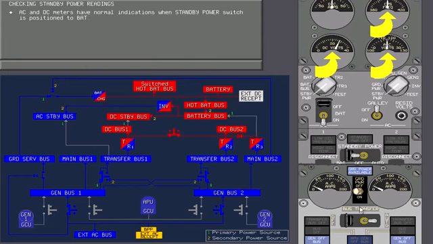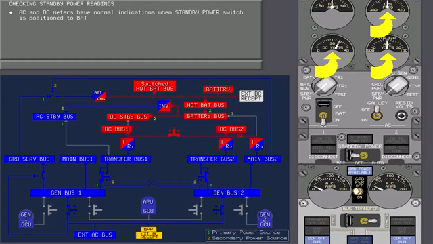The AC and DC meters again have normal indications. However, the standby buses and the battery bus are now powered by their alternate power sources. The DC standby bus is powered from the battery bus. The AC standby bus is powered from the battery bus through the static inverter, and the battery bus is powered from the hot battery bus.